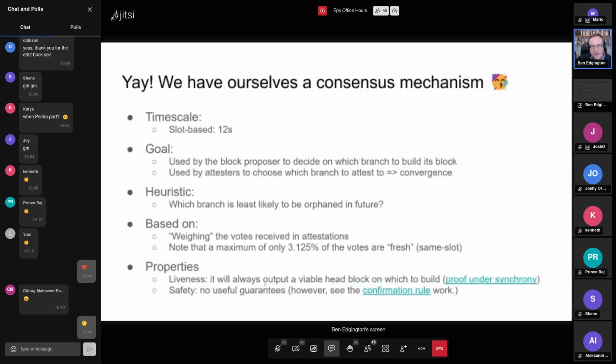So yay, we have a consensus mechanism. This is the summary I showed you before. LMD Ghost, a perfectly good consensus mechanism. And if we were just using that, Ethereum would probably run fine. And we could just crank out blocks via LMD Ghost and be happy with the world.